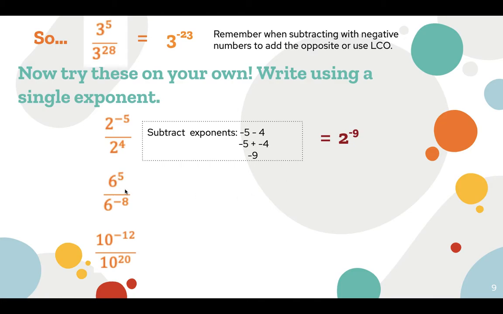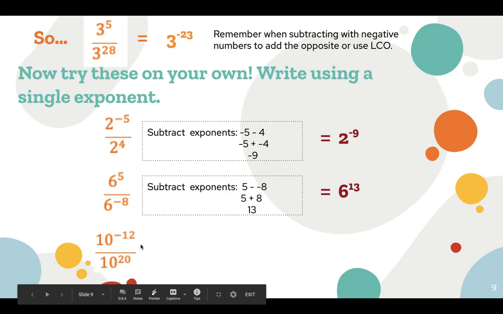We have the same base of 6. We're going to subtract our exponents. So this time we're going to leave, change our minus sign to a plus, and make this negative its opposite. So now it becomes positive. So 5 plus 8 is 13. So its answer is going to be 6 to the 13th power.